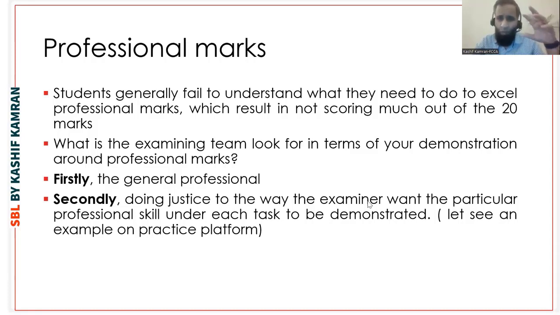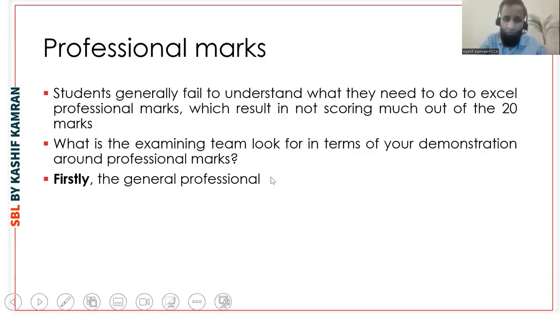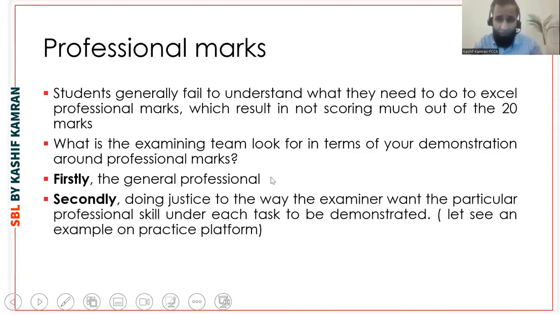Okay, so we were discussing the professional marks, how to capture and gain most of them, right? And there are two things you need to do in professional marks. Firstly, the journal professionalism, and this is where students lose most. They're not very good at journal professionalism. I just need to give you a quick checklist of that. And secondly, doing justice to the way the examiner wants the particular professional skill under each task to be demonstrated.